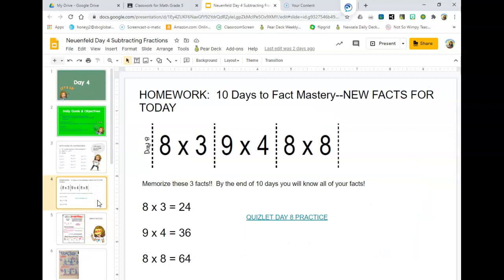All right, let's move on to our 10 days to fact mastery. We have 8 times 3, which is 24. Remember, 3 times 8 is also equal to 24. They are part of the fact family, so they work together. 9 times 4 is 36, and 4 times 9 is also 36. They are also members of a fact family. 8 times 8 is 64.